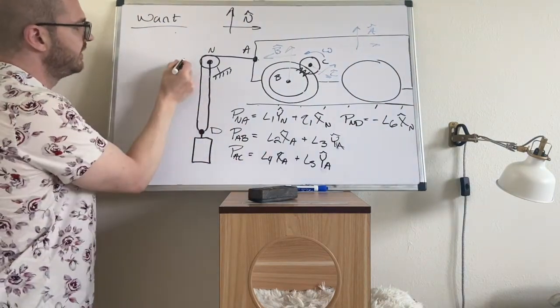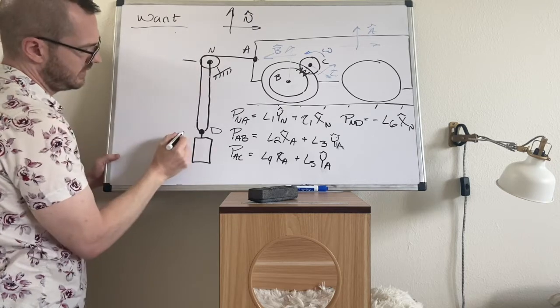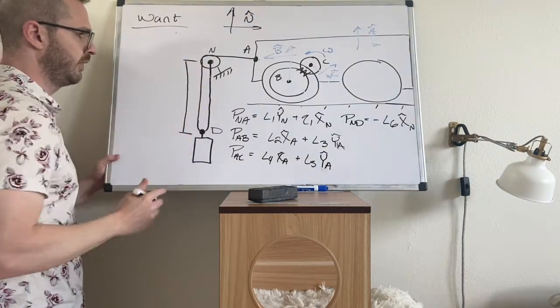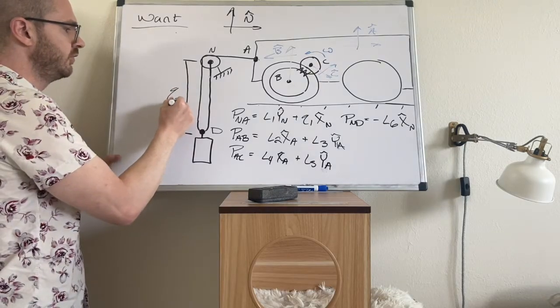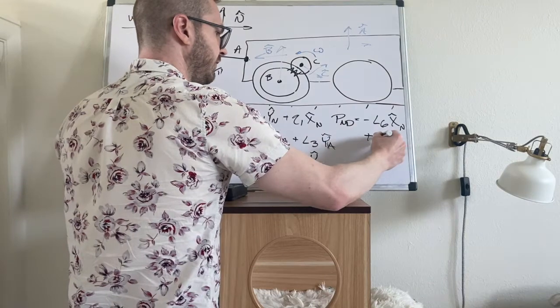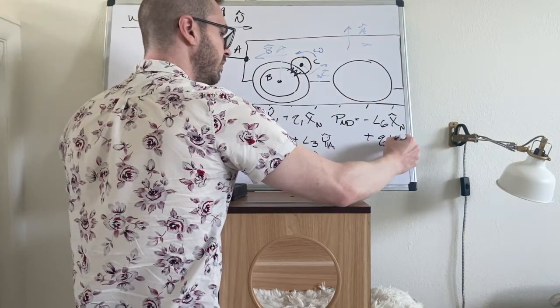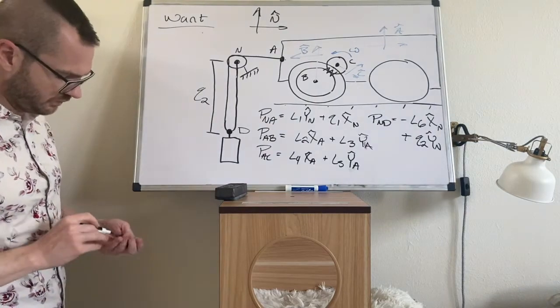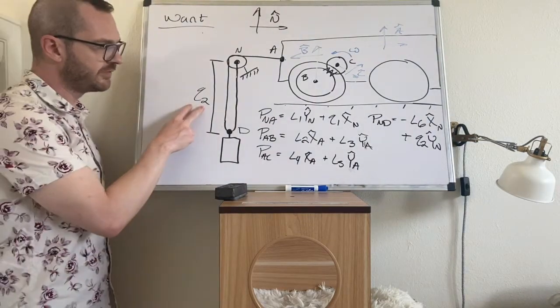And let's say the distance between N and D. There we go. Let's call this one Q2. Now I'm gonna write it as plus Q2 y hat N. We know that Q2 is a variable.